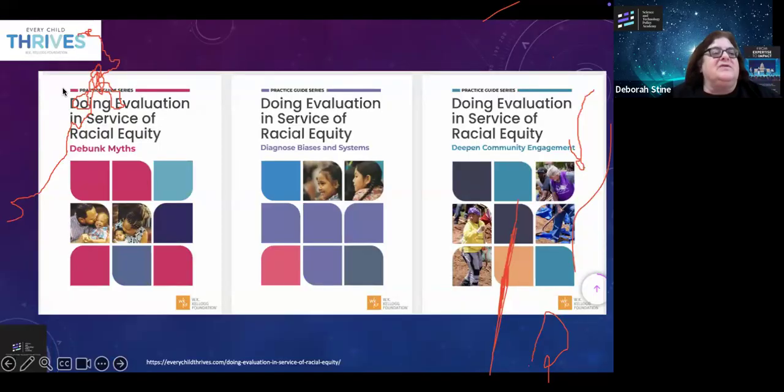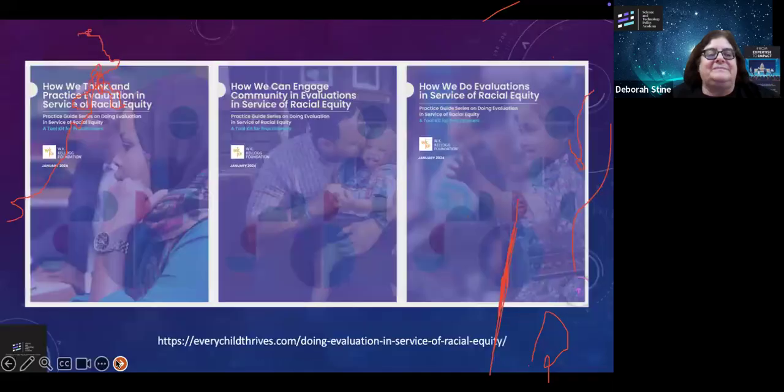This is a very useful set of documents. This is from the Kellogg Foundation. I'm not going to have time to go through all of these, but I want to make sure that you're aware that they exist. And again, the link is here at the bottom, and you are going to get a copy of these slides. And you'll see here that, even though they're on racial equity, they can really apply for any sort of equity that you are doing.